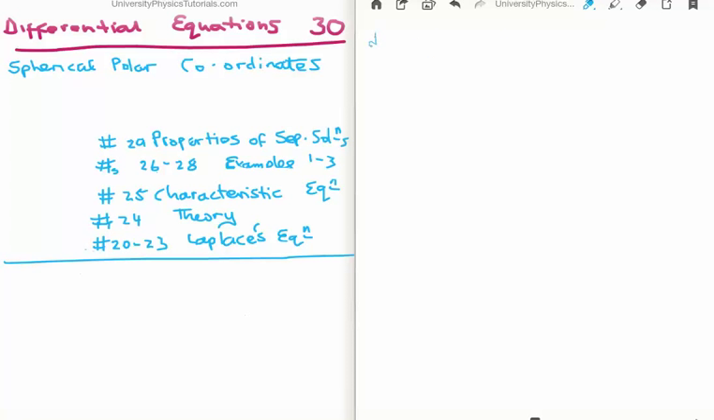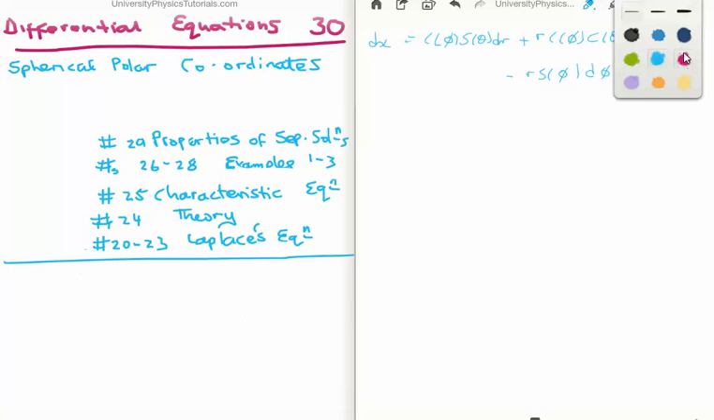You'll find that dx is equal to cos phi sine theta dr plus r cos phi times the cos of theta d theta, and we take away from that r sine phi d phi.